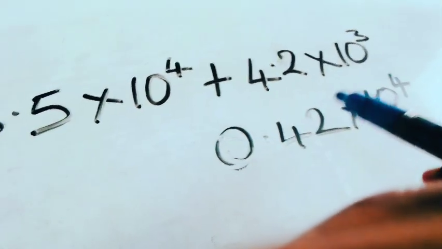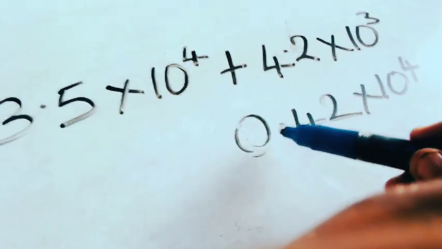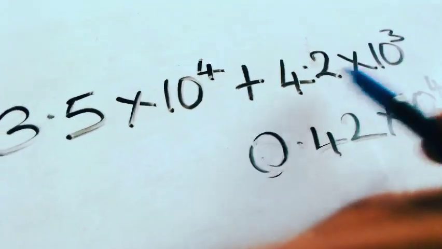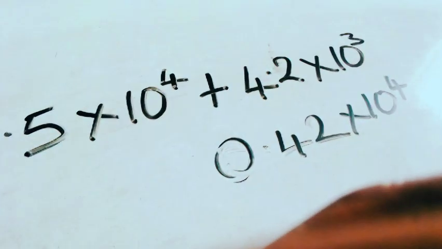How do you know? You can convert 0.42 times 10 raised to the power 4 to ordinary form and convert the other one to ordinary form. You will see that it's going to give you the same answer.